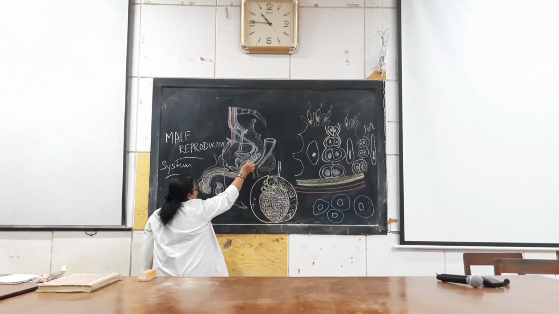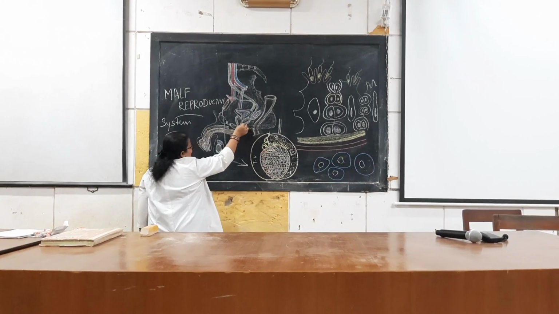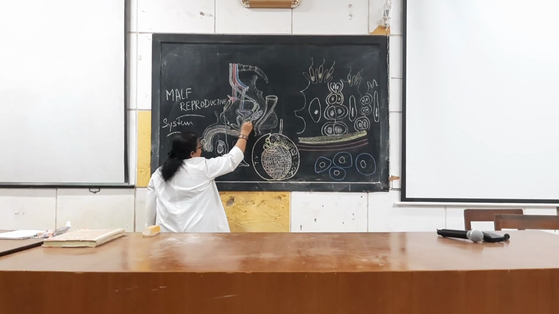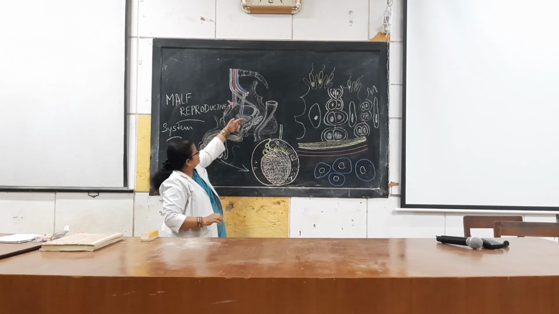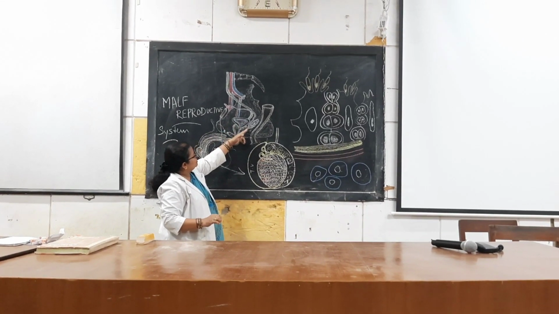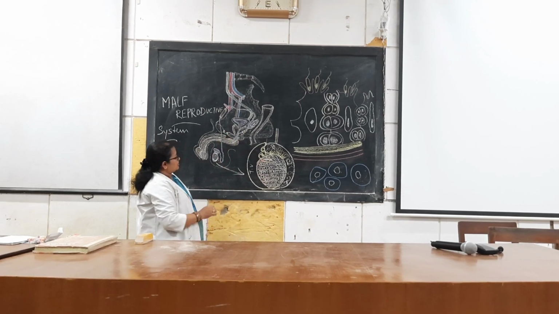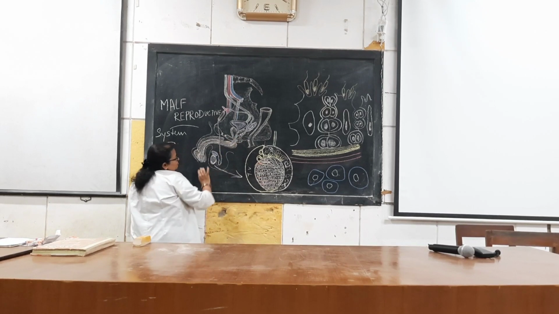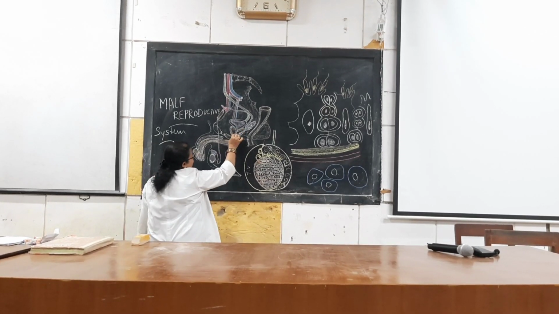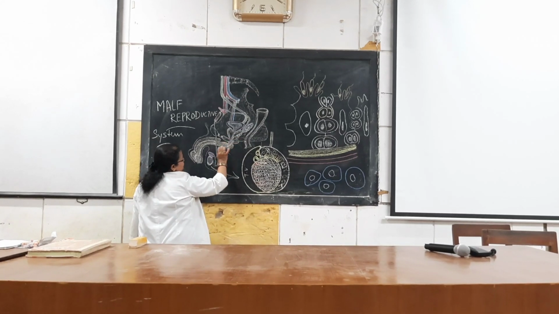Then after the vas connects with the duct of the seminal vesicle, this is called the ejaculatory duct. So when the vas deferens connects with the duct of the seminal vesicle, it is called the ejaculatory duct. This ejaculatory duct opens into the prostatic urethra.